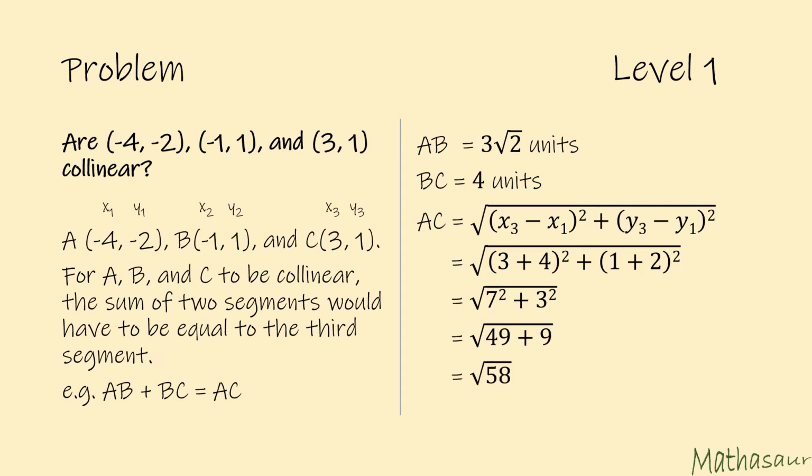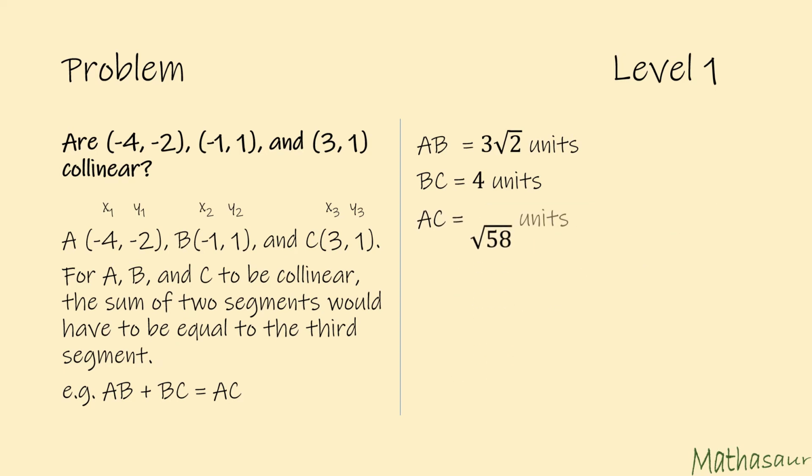We get AC as square root of 58 units. Now AB and AC look quite complicated. Let us simplify. So instead of square root of 2, we put 1.414 and we get AB equals 4.2 units. To find out the square root of 58, you could either use a scientific calculator or use the long division method. Let us see how to use the long division method quickly.